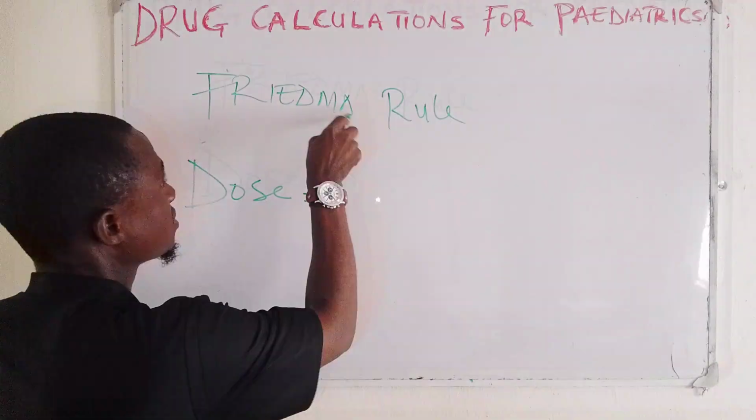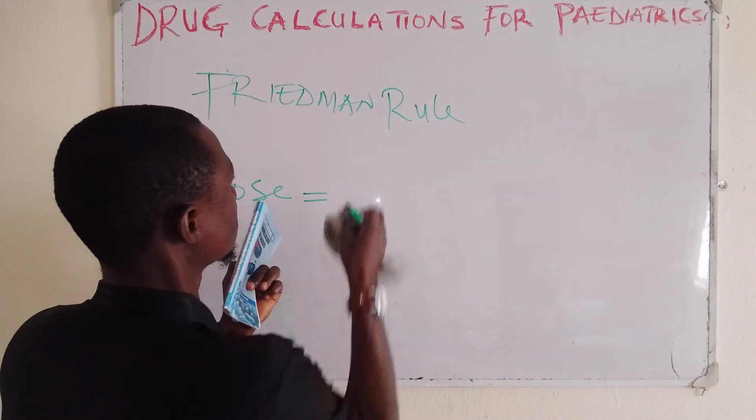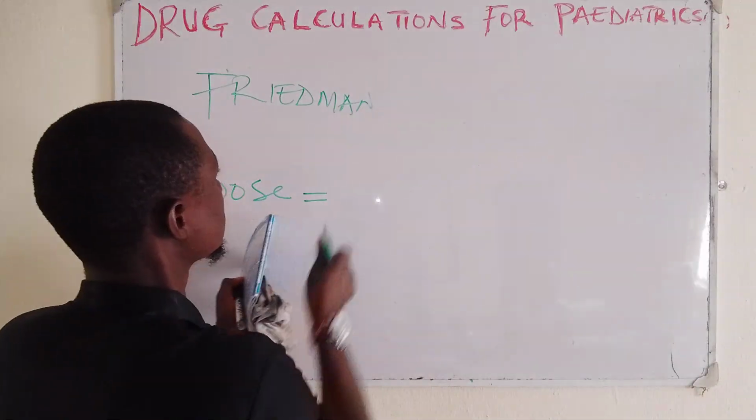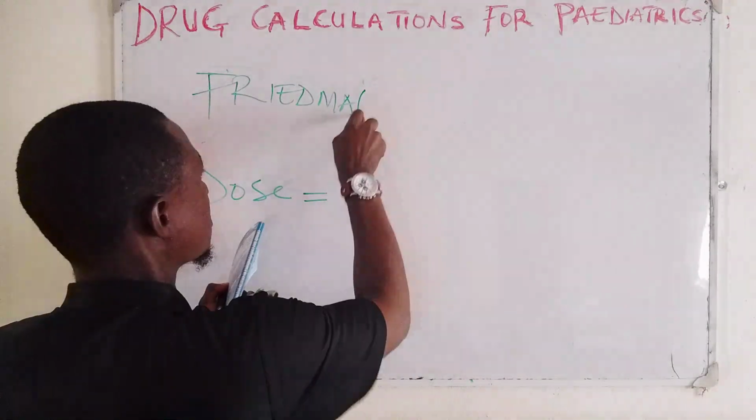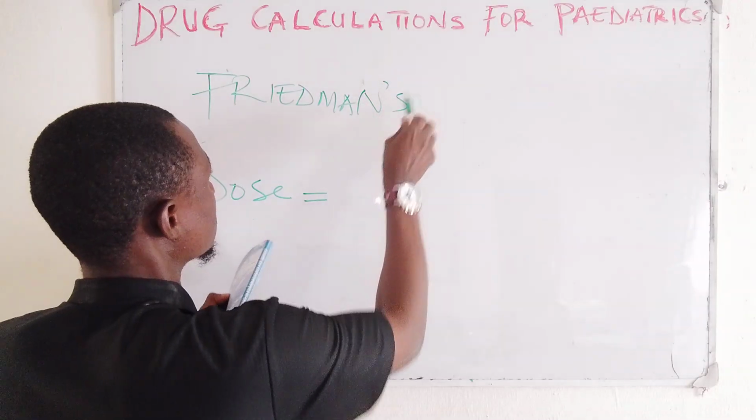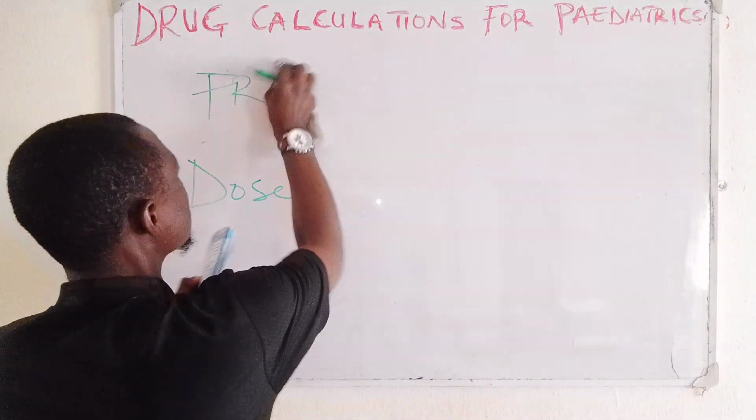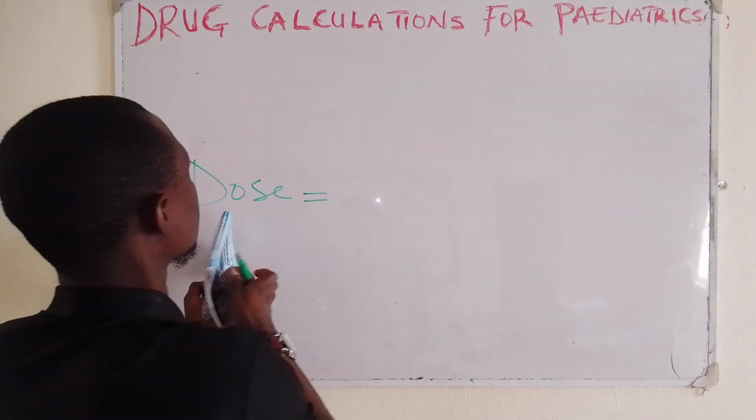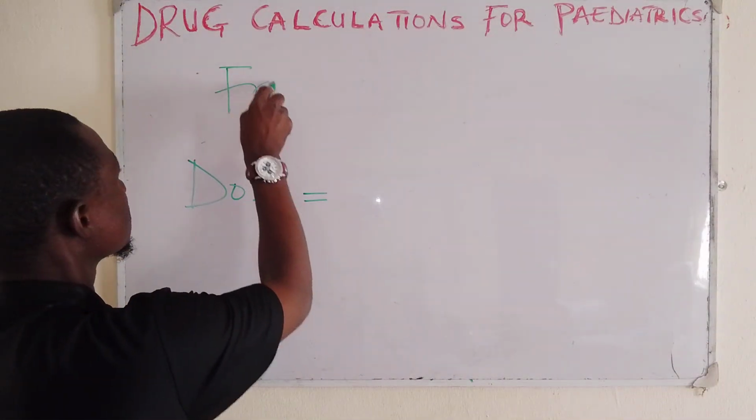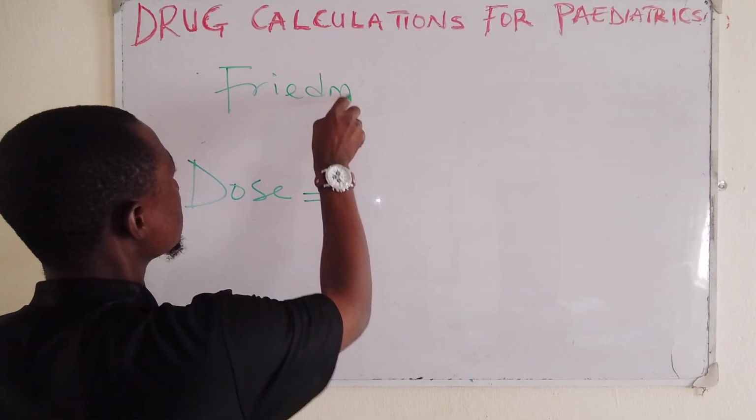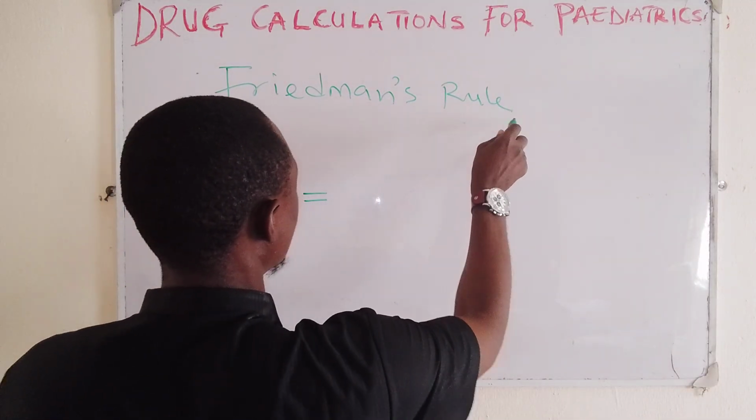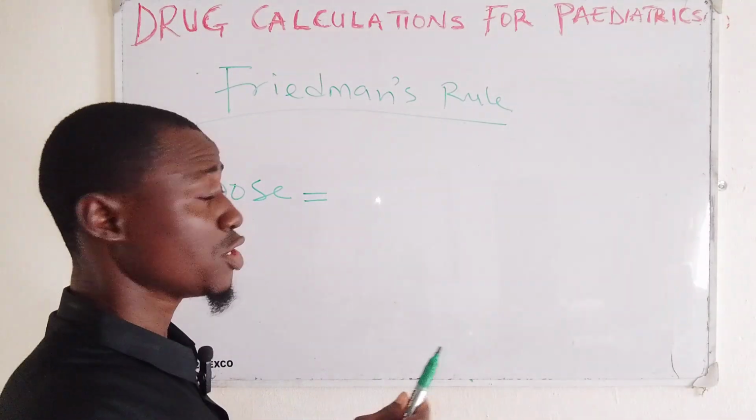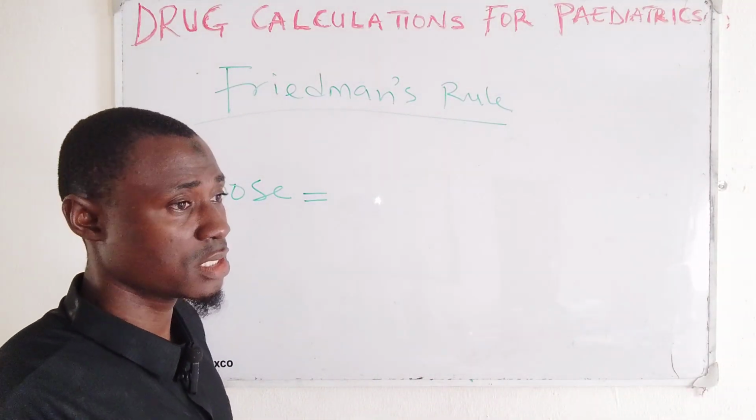The Friedman's rule. So this is the third and the last age-based rule.